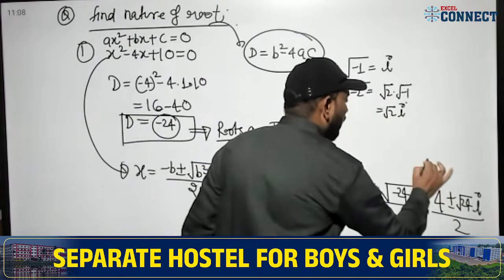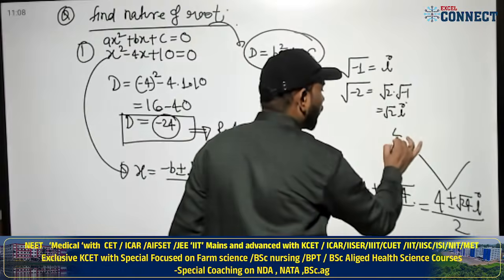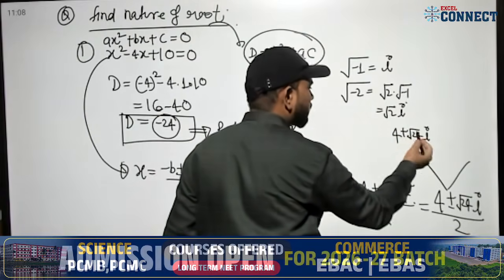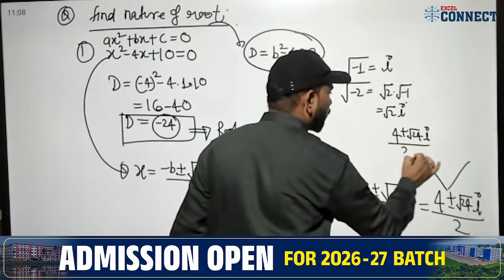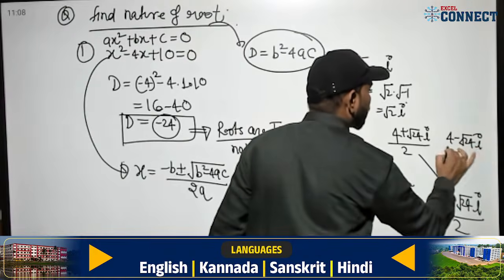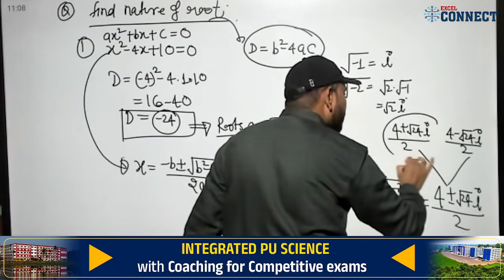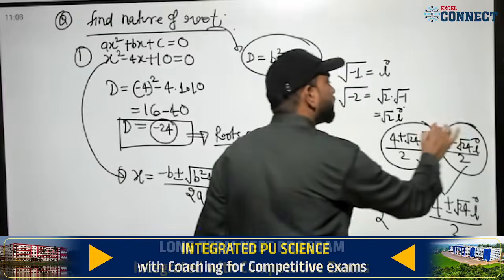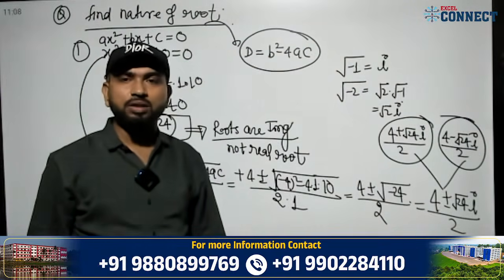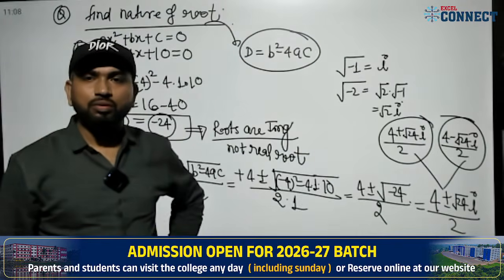So from here I have two roots: 4 plus root 24 iota, divided by 2, and the other is 4 minus root 24 iota, divided by 2. You can simplify the 24 and send some portion outside. This is our imaginary root. Yes, imaginary roots. Correct. You may ask why I took iota.